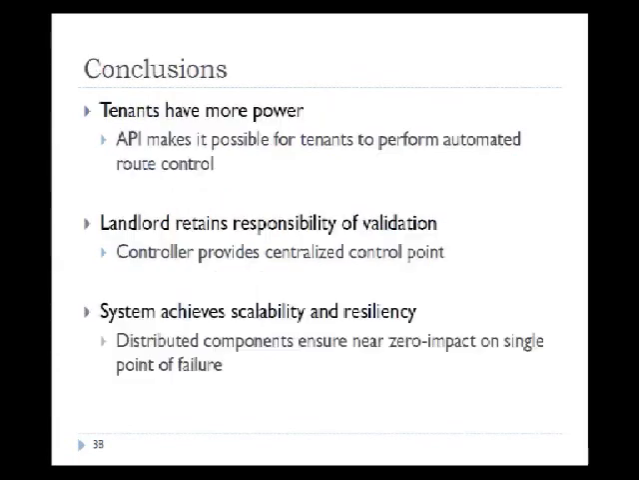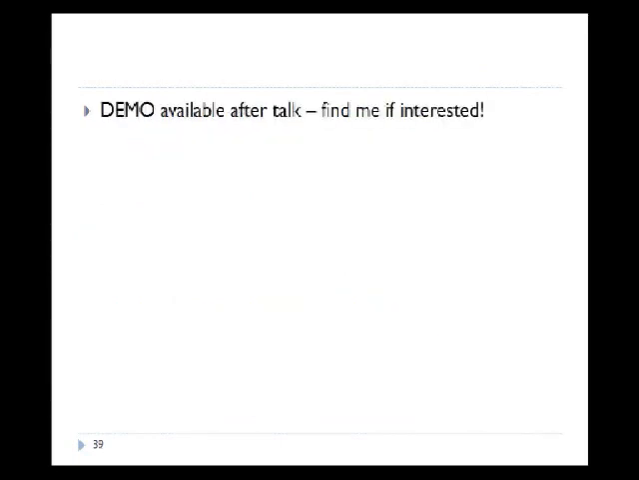So in conclusion, the BGP architecture allows the tenant to have more power to control their own routes by the use of the application programming interface. But at the same time, the landlord still retains the responsibility of validation and of whether the announced routes can propagate to upstream routers. And lastly, the system achieves scalability and resiliency through distributed components and redundant components. And this is my presentation. I have a live demo, but it's difficult to show on the screen. So if you're interested in looking at the demo, please find me after the talk. And now open for questions.